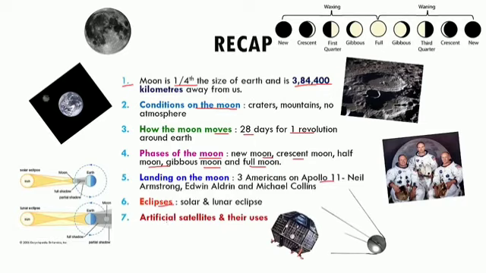Finally, we spoke about artificial satellites and their uses. We saw that the first artificial satellite was launched by the Russians, which was named Sputnik, and the first Indian artificial satellite was Aryabhatta. So with this, we wrap this chapter up.